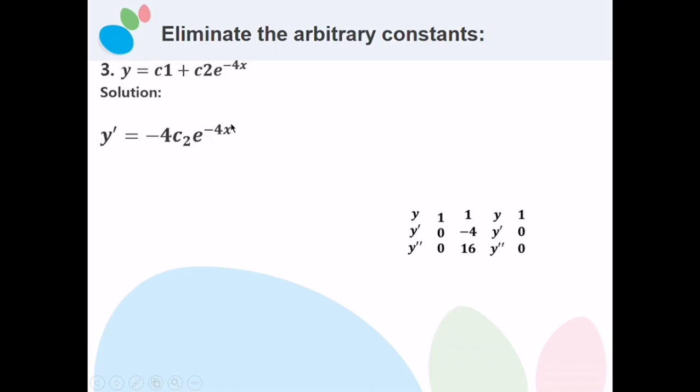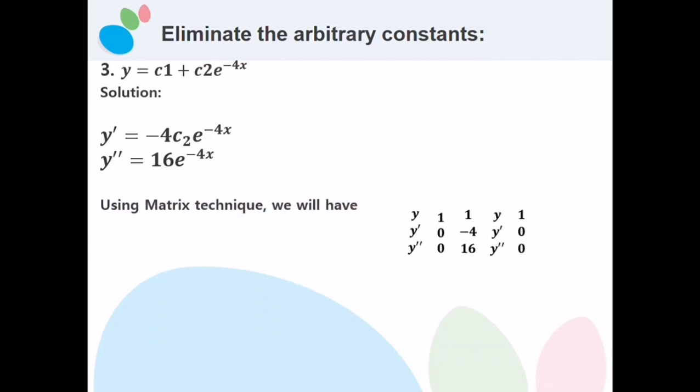And then we are going to differentiate again. So negative 4 times negative 4 will be positive 16, and then copy the c sub 2, I forgot to put the c sub 2 here, e raised to negative 4x. Okay, now how are we going to eliminate the arbitrary constants?